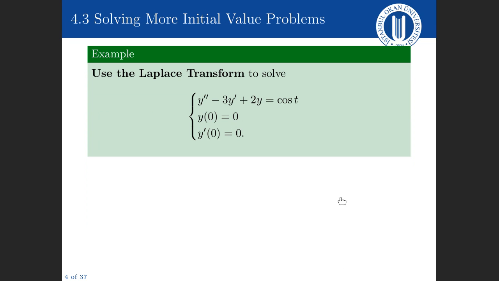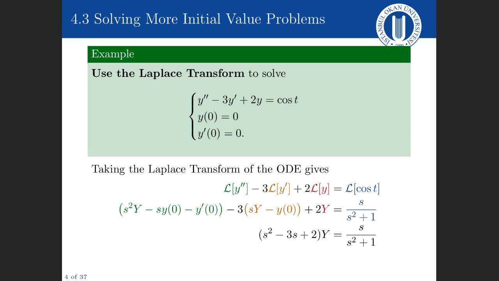Example. Suppose you are asked to use the Laplace transform to solve this initial value problem. First thing we do is we take the differential equation and we take the Laplace transform of the differential equation. We have the Laplace transform of y double prime minus 3 times the Laplace transform of y prime plus 2 times the Laplace transform of y is equal to the Laplace transform of cos t.